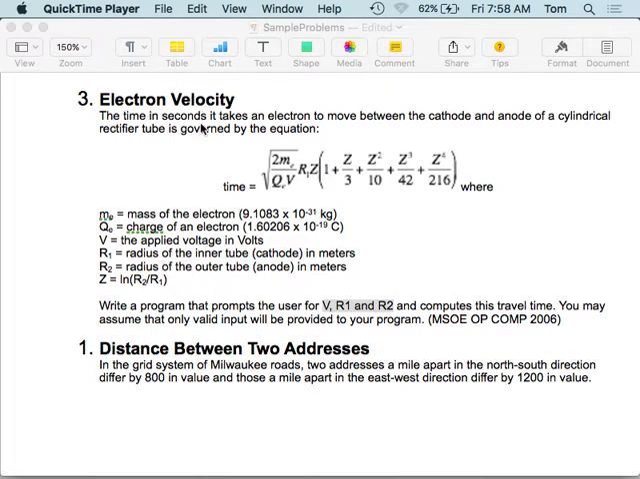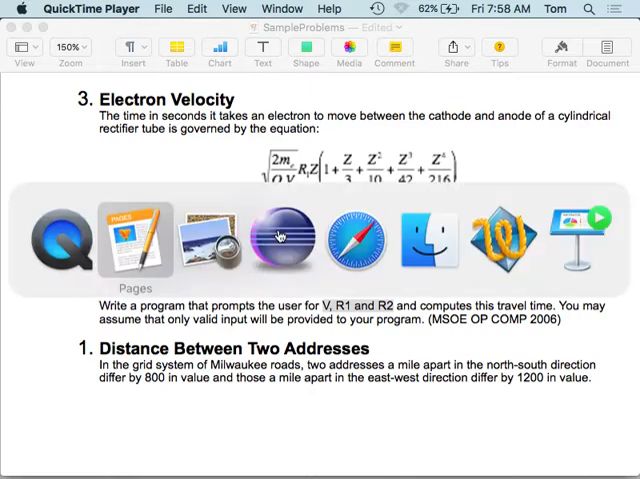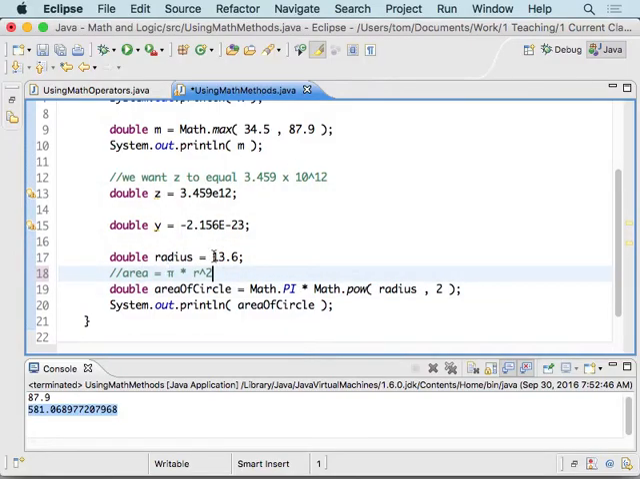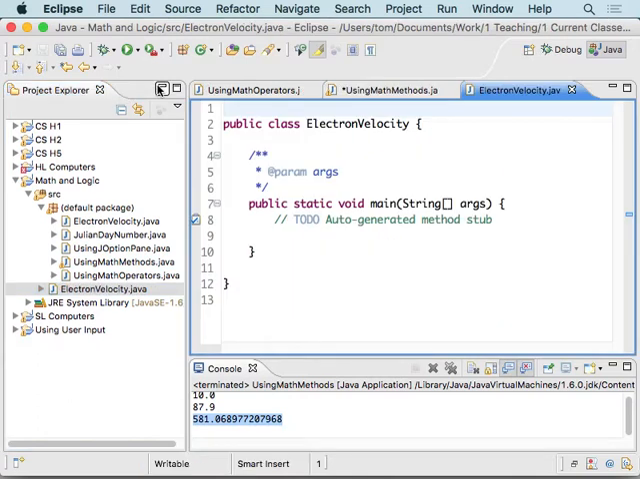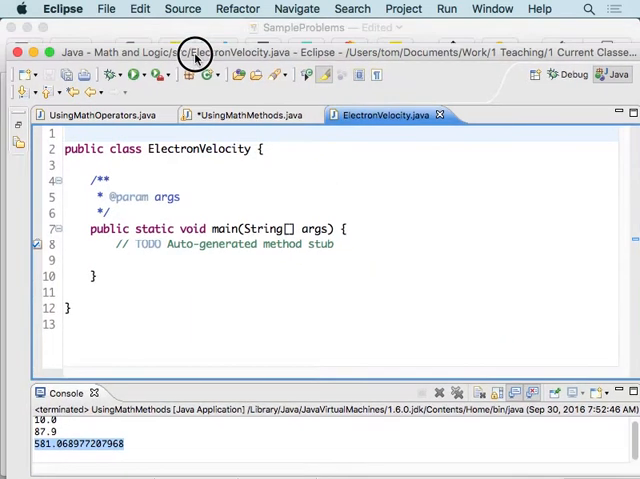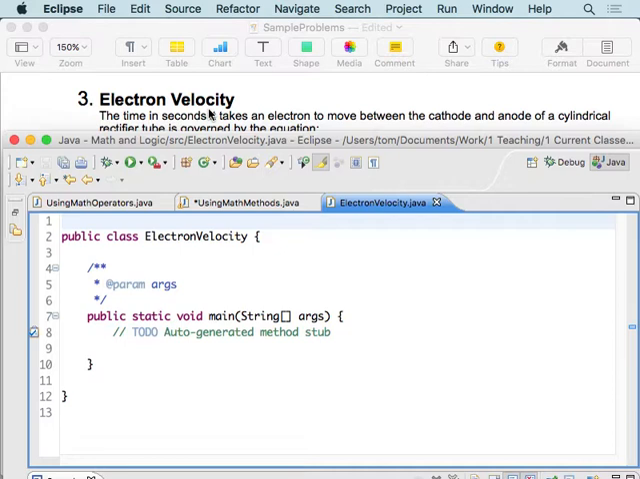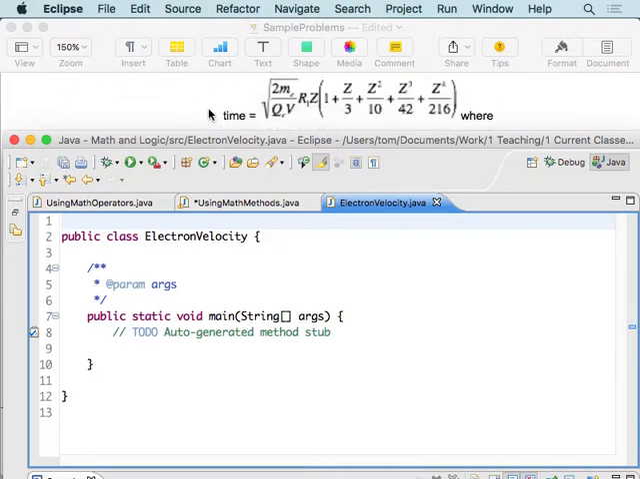So we're going to call the class electron velocity. Okay. So I'm going to make a new class. Call it electron velocity. I want that thing to have a main method. And then I'm going to finish. Okay, so that gives me this new class called electron velocity. And I just want to make this so that I can see that equation.